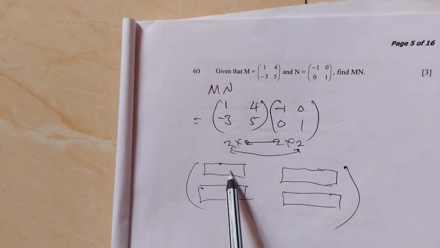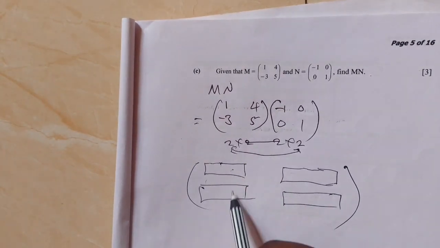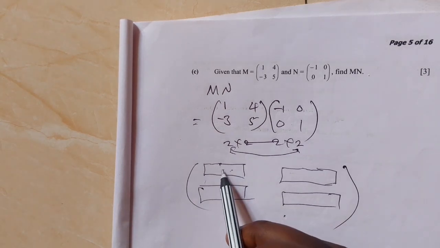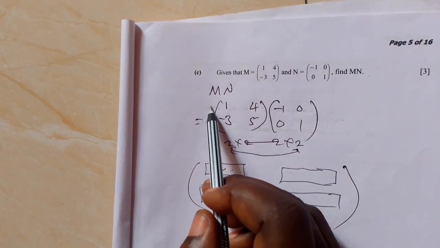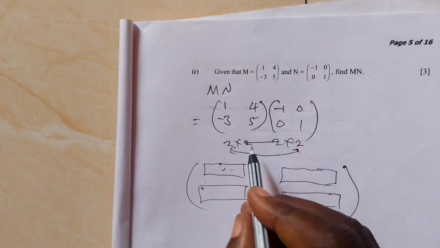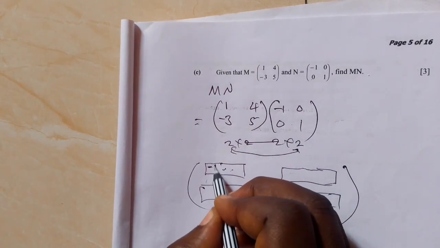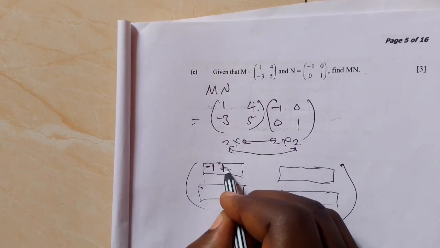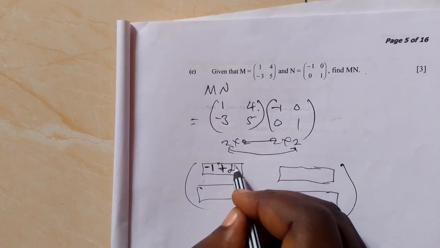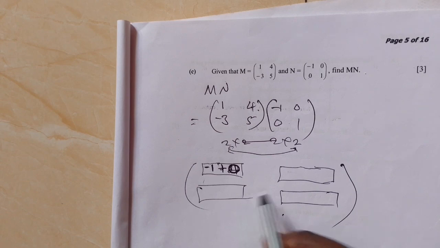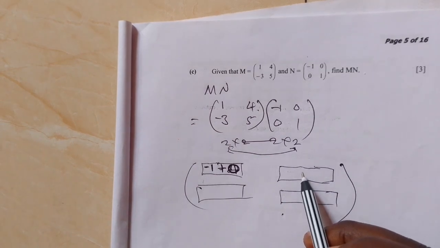Okay, so you need to find the answer, which is supposed to be in these boxes. This is a sketch of a 2 by 2 matrix. So how do you find the answer here? You say this row multiplied by this column here. So 1 by negative 1, that's negative 1. Then 4 times 0, that is 0. Sorry, anything by 0 is 0. That is 0.